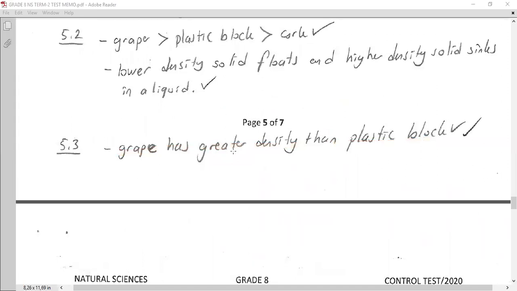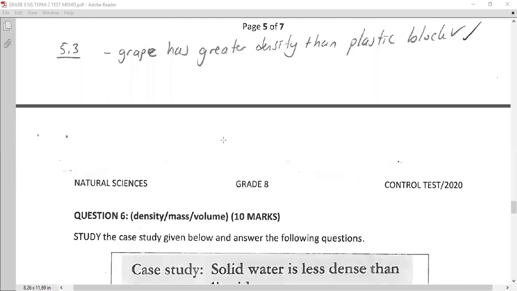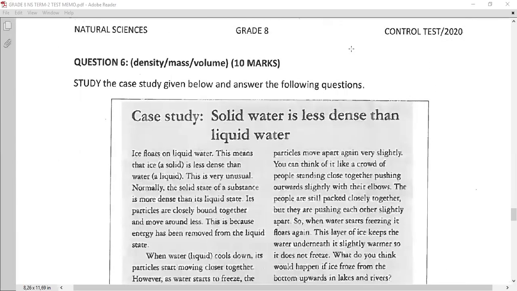So next time when you answer a question, try to keep it simple. If you keep it simple, you get higher marks, as you can see. Okay, what you know, put it on the page.